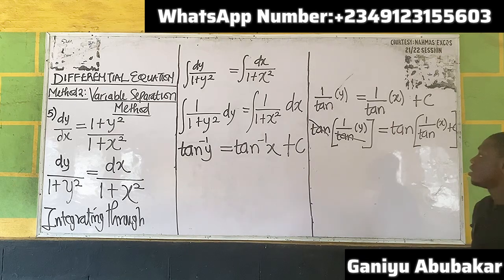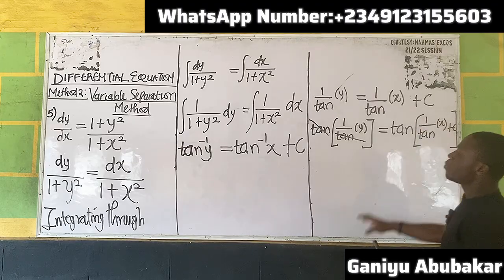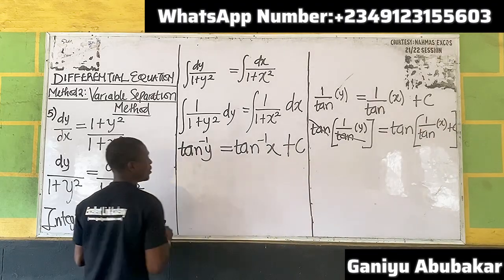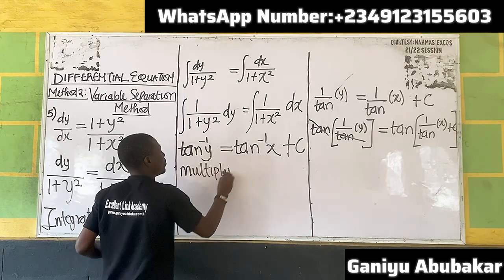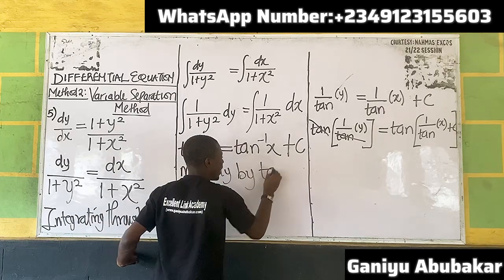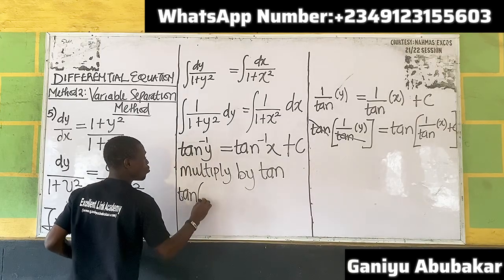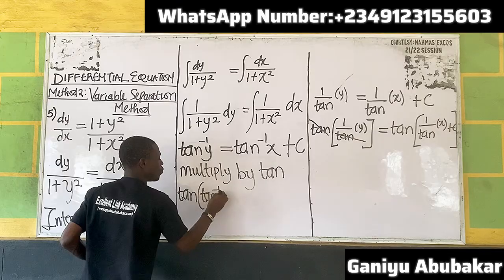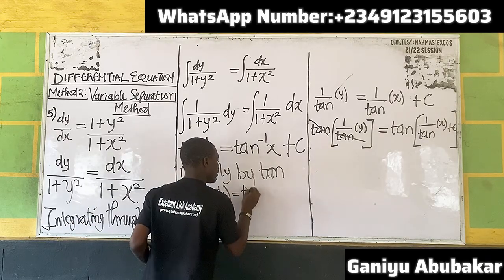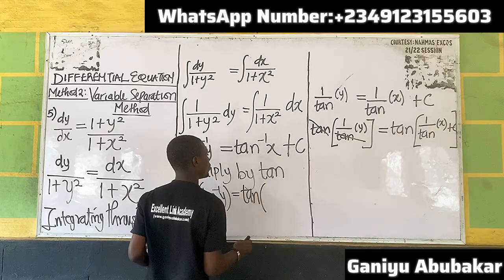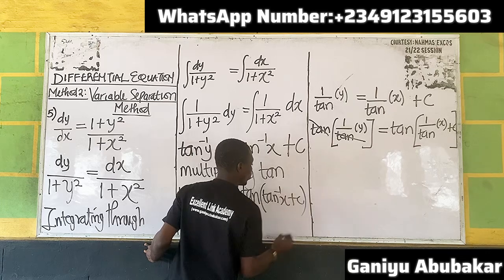That's it. So y will not stand alone as it is. So it's more like saying multiply through by tan. Multiply by tan, that gives you tan into tan inverse of y is equal to tan into tan inverse of x plus c.